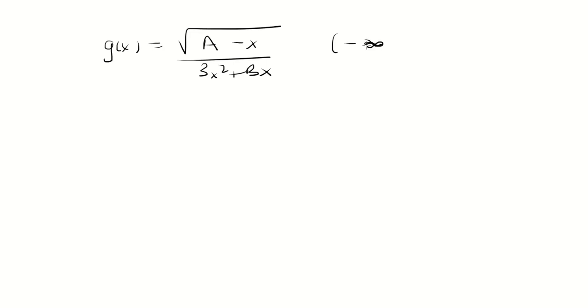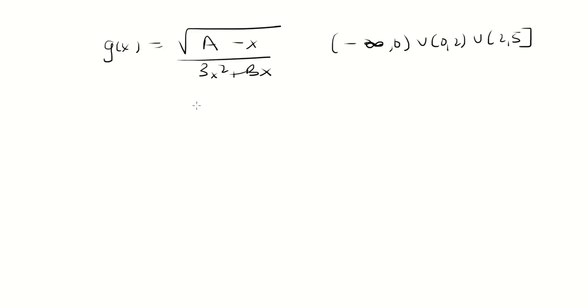g of x equals square root of (a minus x) over (3x squared plus bx) has a natural domain described by the interval negative infinity to 0, union 0 to 2, union 2 to 5. Which of the following are the values of a and b?